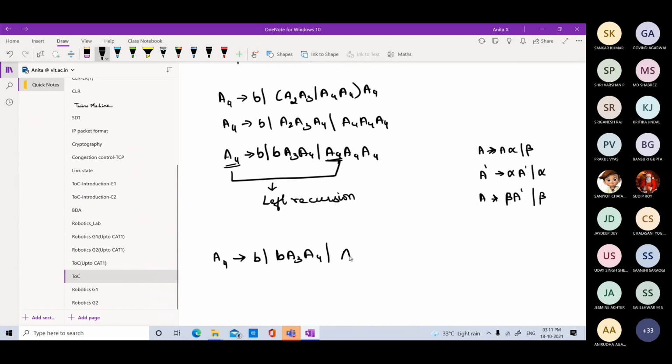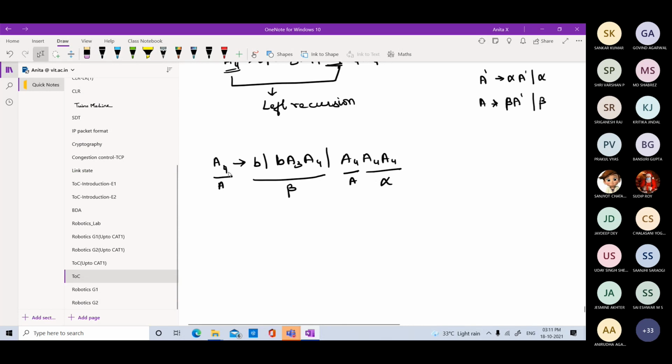A4 derives A4 alpha. I have to map this production with this production. Okay, map this with this one. So here this is A, and this is A, and this part is alpha, and this part is beta. Whichever component that comes with that non-terminal is called alpha, and the rest of the production is called beta. That is what we are doing here.